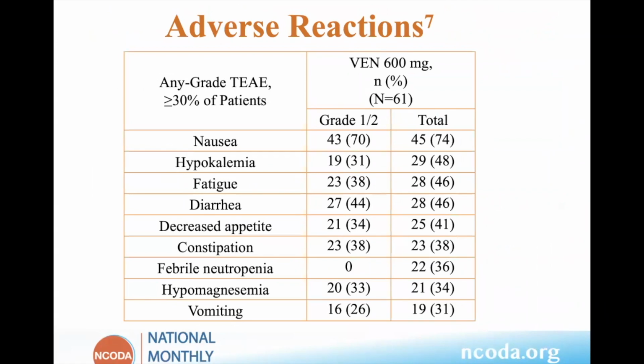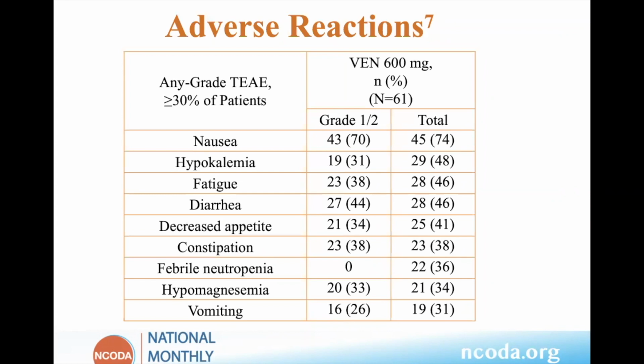So we're going to go over the adverse reactions with the Venclexta 600 milligrams. It is a small subset of patients here. The N was only 61. The most common side effects are nausea, hypokalemia, fatigue, and diarrhea. If you look at the total, we only listed on the slide any-grade reactions greater than 30%. So just the top reactions, and I would tell providers and practitioners to treat these patients according to your practice guidelines, based on what you would normally do for any of these drug interactions for an oral medication.